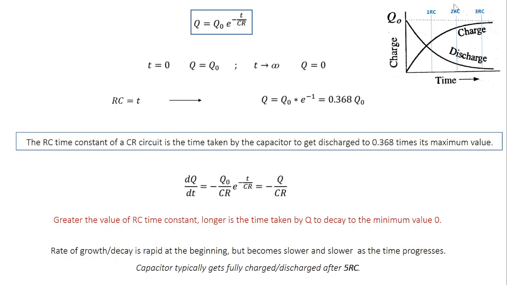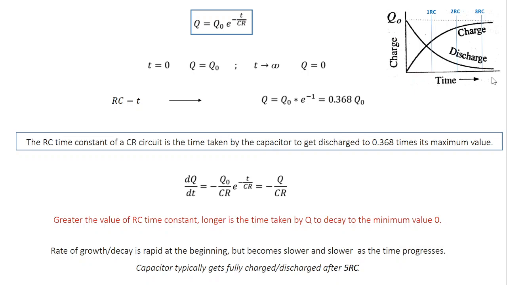Okay. So in the first RC time constant, it grows from this point to this point. Right? Y-axis is your charge axis, so it grows from here to here. But if you take the second time interval, it grows from here to here. The amount by which the current grows, it decreases. Similarly, in the third interval, it decreases even further.